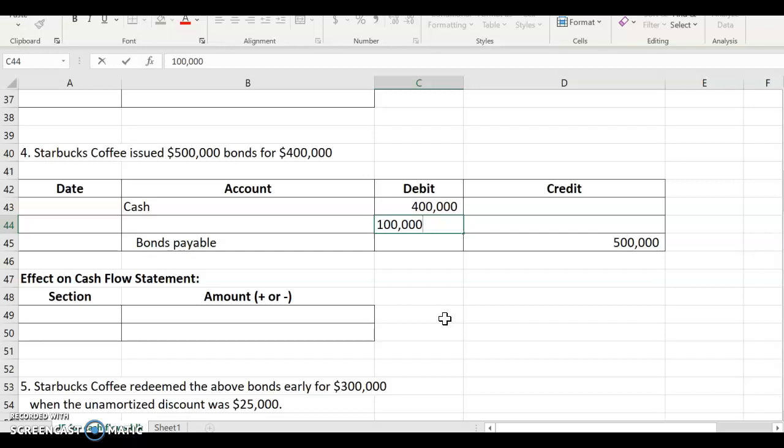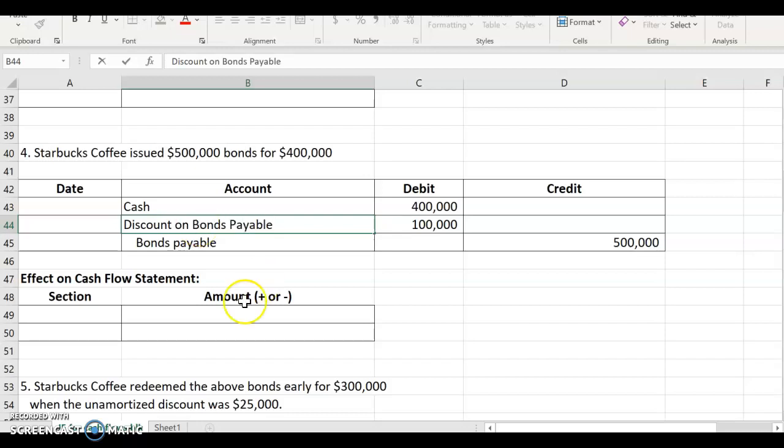Okay, whenever you issue bonds for less than what you have to repay them for, we're going to put it in an account called discount on bonds payable.